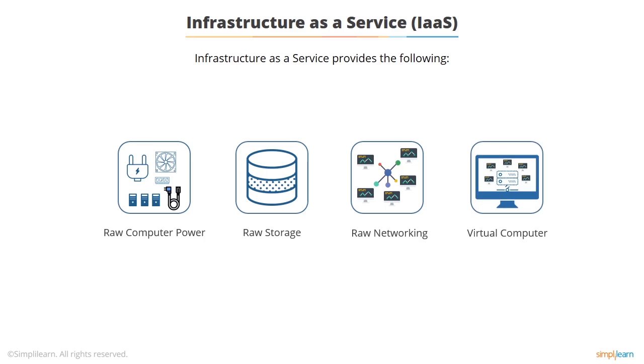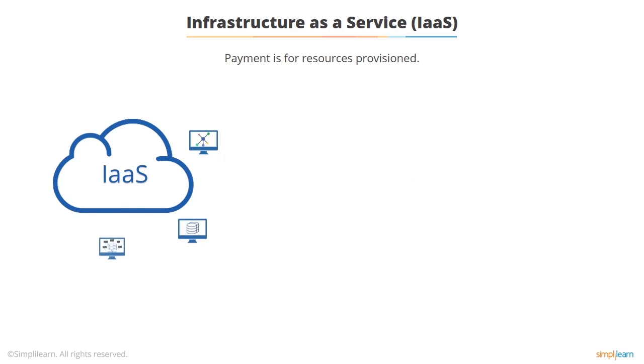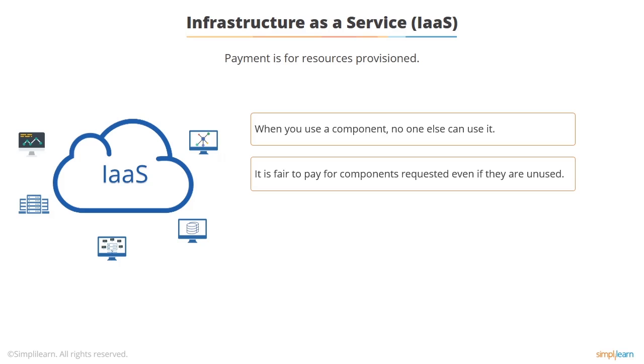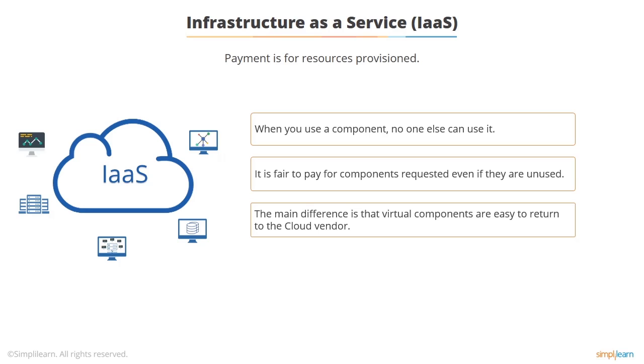So obviously the cloud providers want payment. And how does this work? Well, typically payment is by resource. So when you use a component, nobody else can use it, so you're tying up that resource. So basically it's fair to pay for components when you're using them or when your resource is held, because if you're not using them, nobody else can use them. But the one thing is, it's very easy for the virtual components to be returned to the cloud vendor. Basically, you choose to have a component and then you release it.